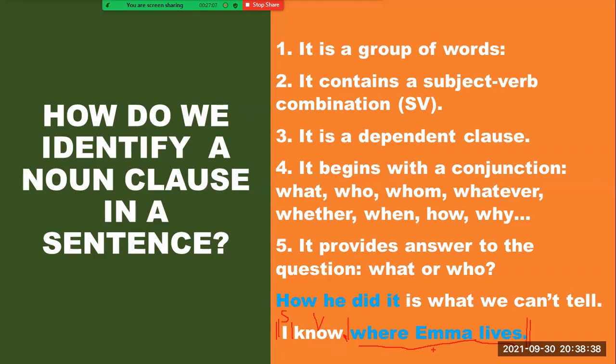So, that shows it is a noun or a noun phrase or a noun clause. Now, how do we know it's a noun clause? Because apart from answering the question what, it has the subject-verb combination. Emma is the subject and lives is the verb. So it has a subject-verb combination and it begins with a WH word. That shows us it is a noun clause.